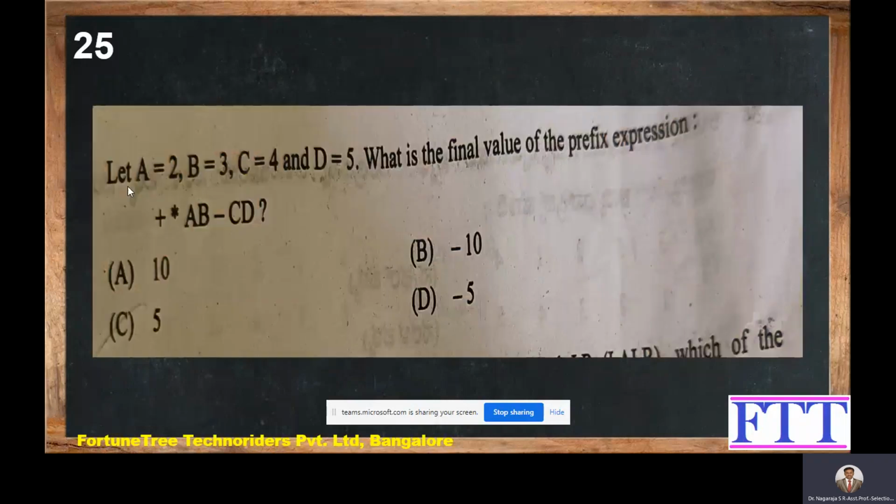25th question. Let A equal 2, B equal 3, C equal 4, and D equal 5. They have given the values. What is the final value of the prefix expression? So here they have given the expression plus star AB minus CD. What is the value if we evaluate it? They gave the options: option A 10, option B minus 10, option C 5, and option D minus 5. So the right answer is option C, 5.